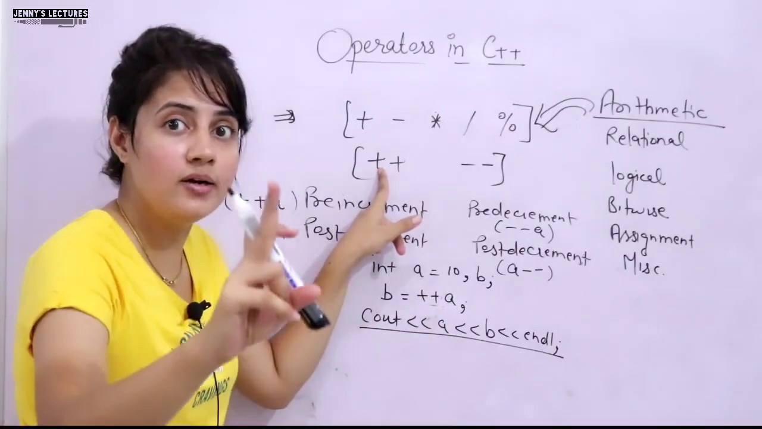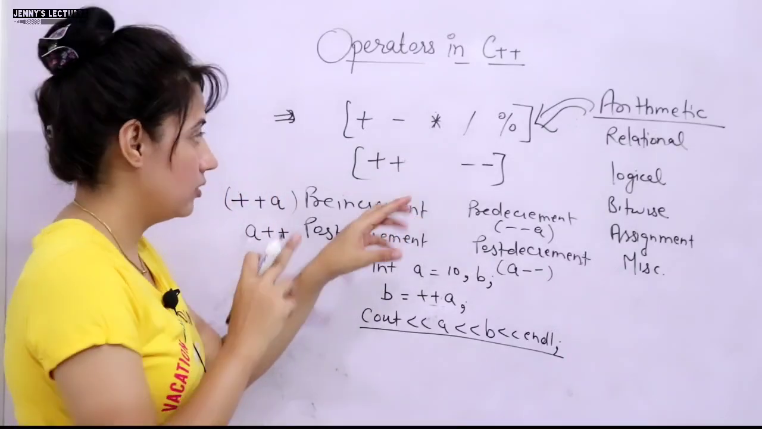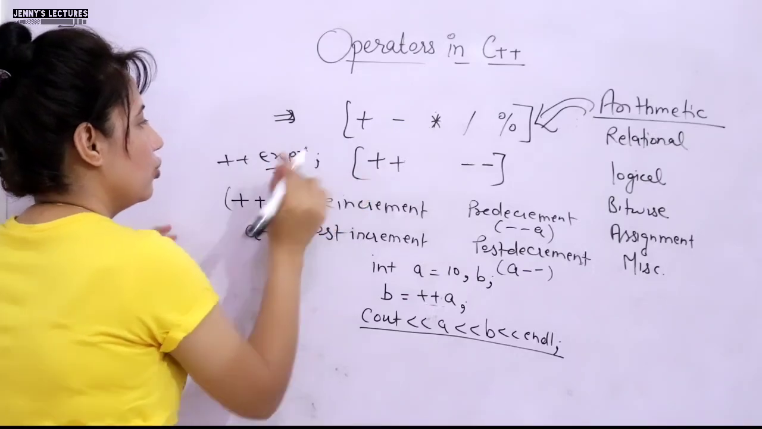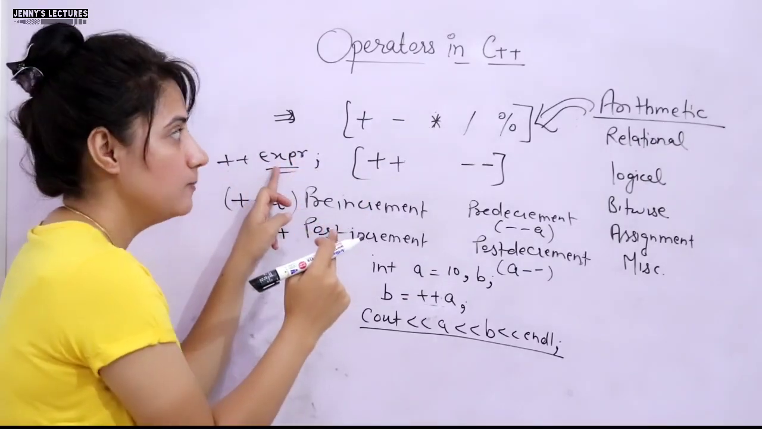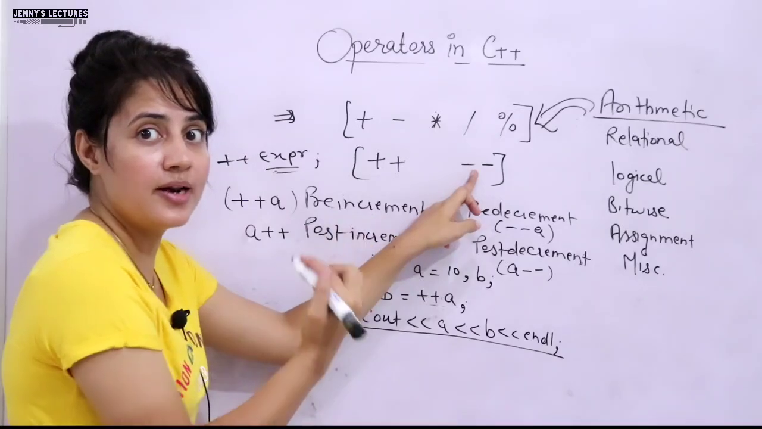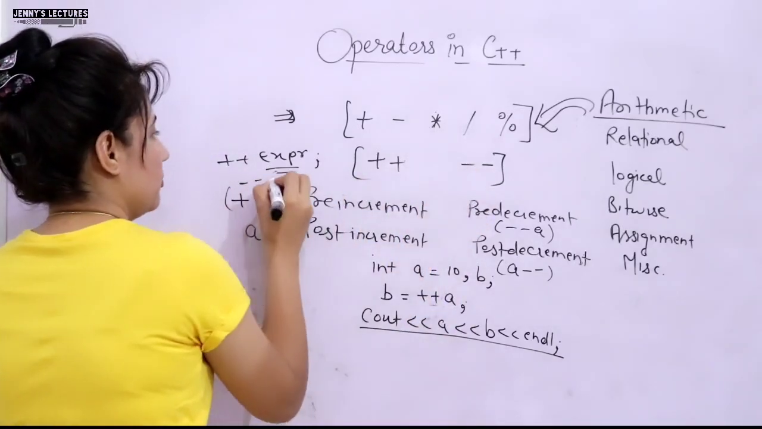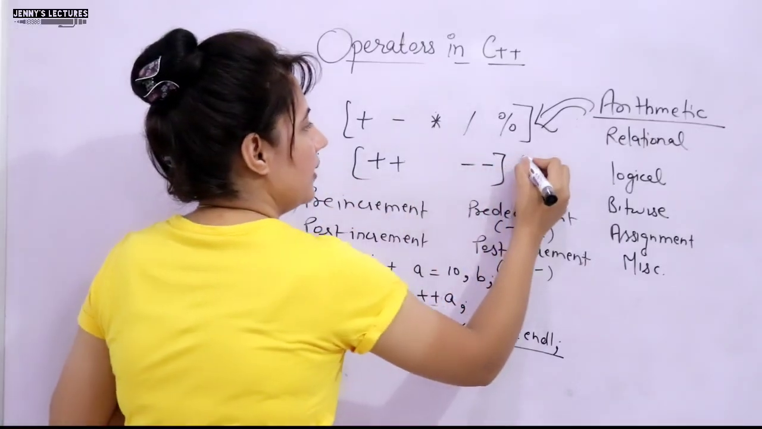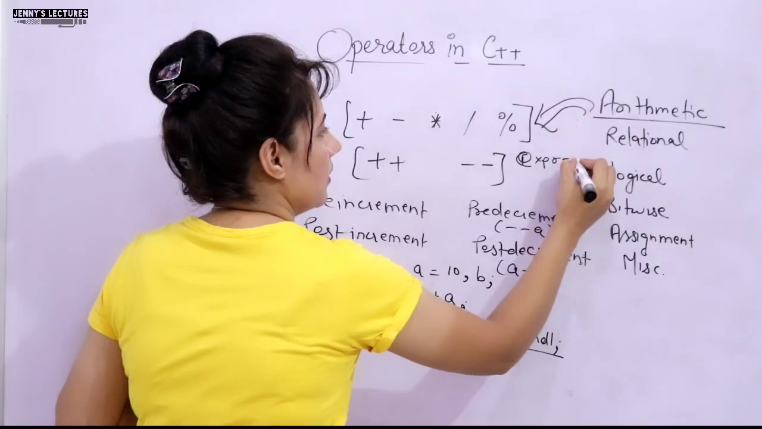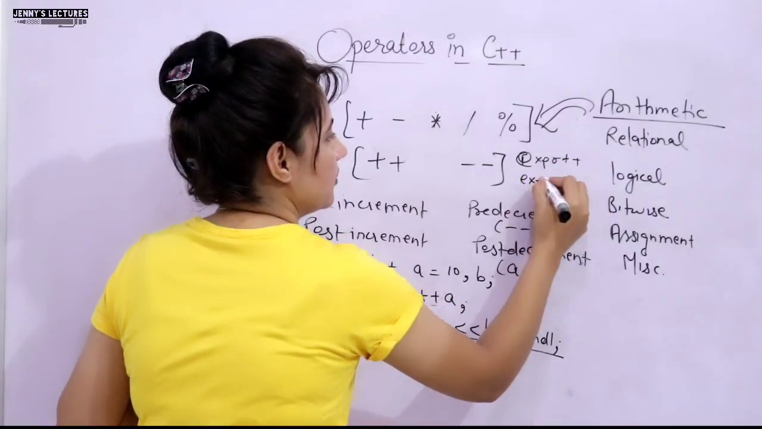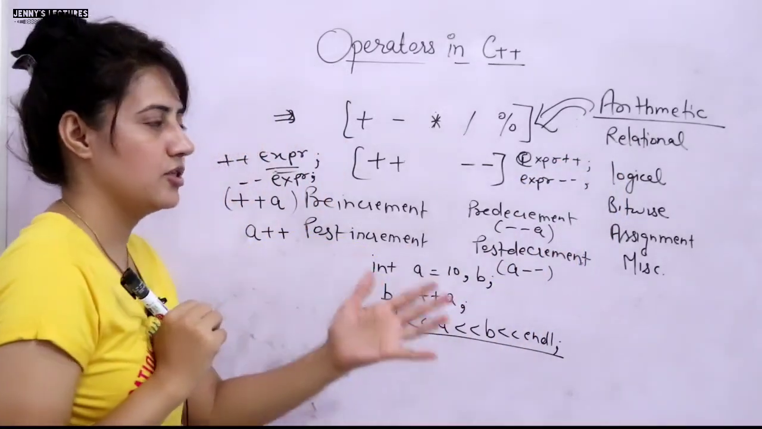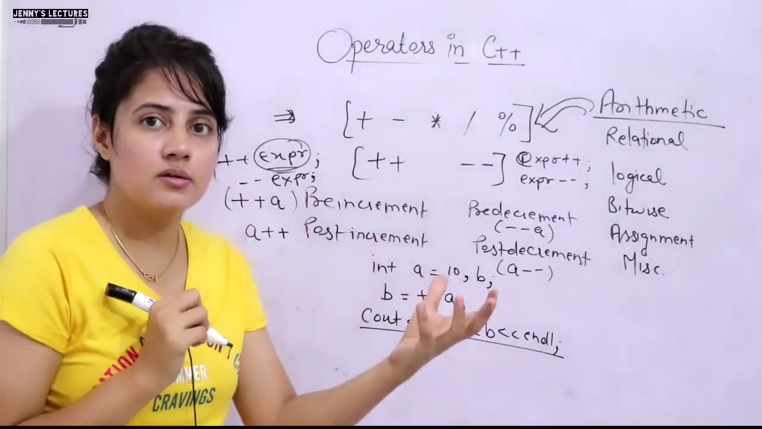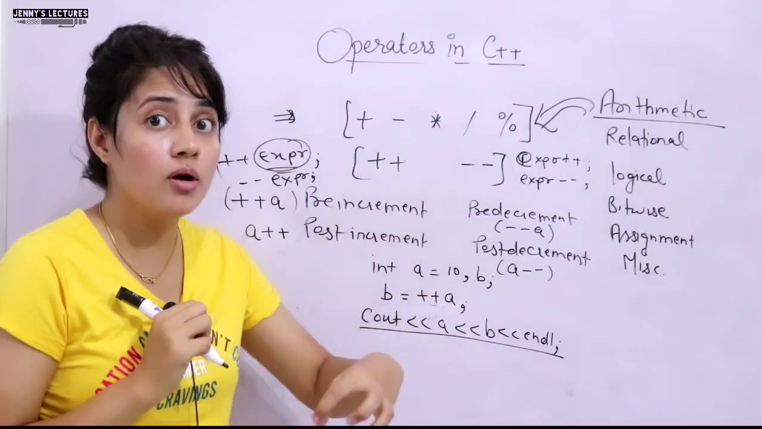It means it will add 1 to the expression. The syntax is plus plus expression. So it will add 1 to the expression, right? And decrement means it will subtract 1 from the expression, like minus minus expression. This is for pre. For post you can write expression plus plus and expression minus minus. That's it. Now this expression, or the operand, may be any arithmetic type, or a pointer.